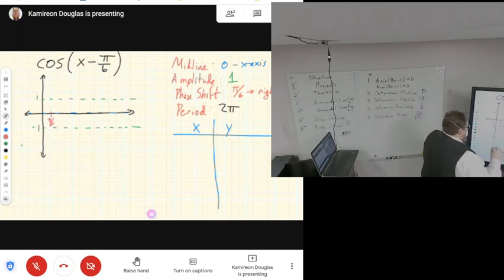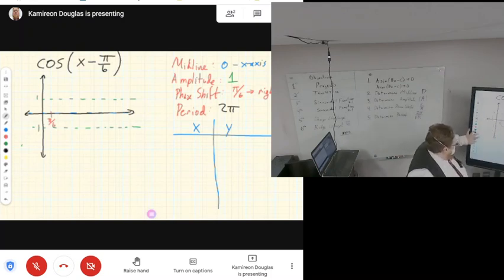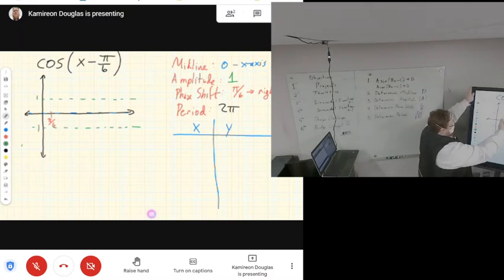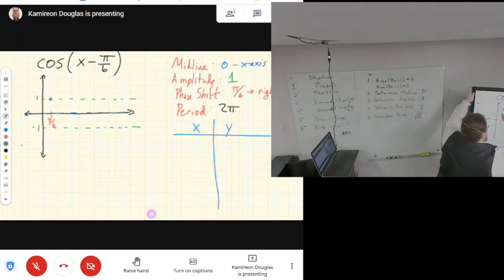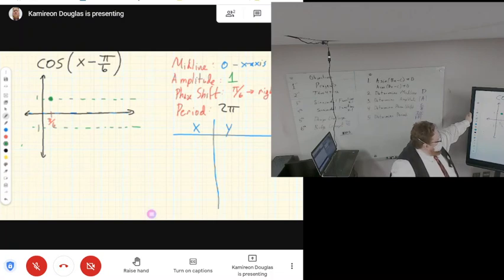Now, don't forget, cosine starts at the top. Instead of starting at the origin and at 1, it's going to start at the phase shift and at 1. So right there, the phase shift at the top amplitude. Which means my starting value in this case is pi over 6, comma 1.